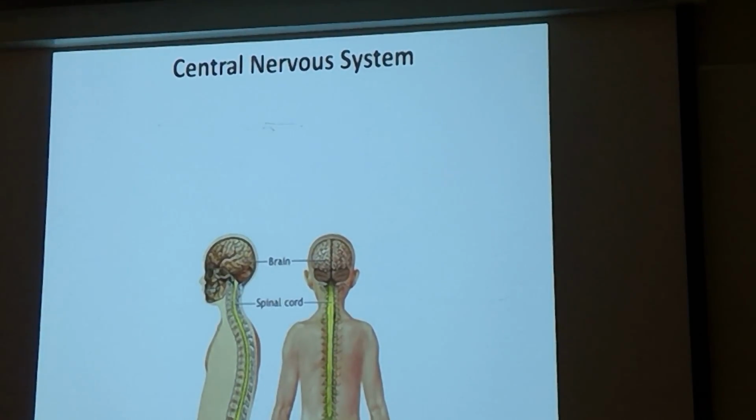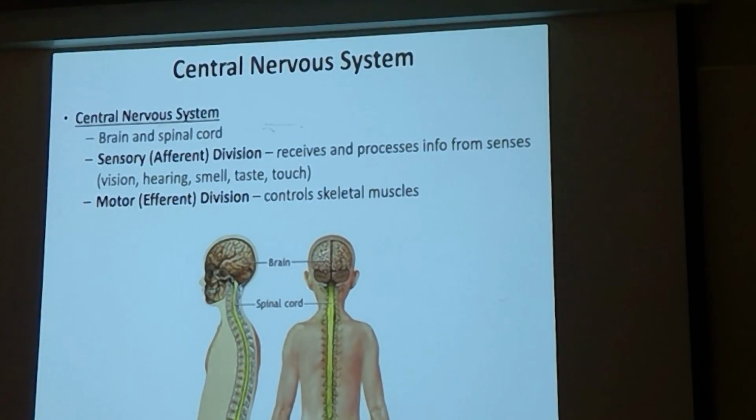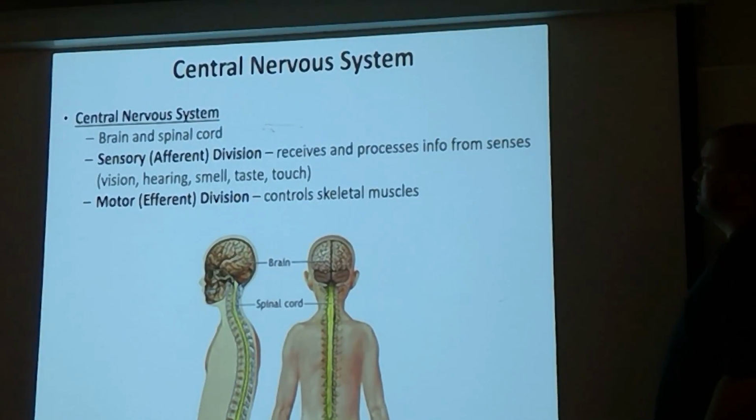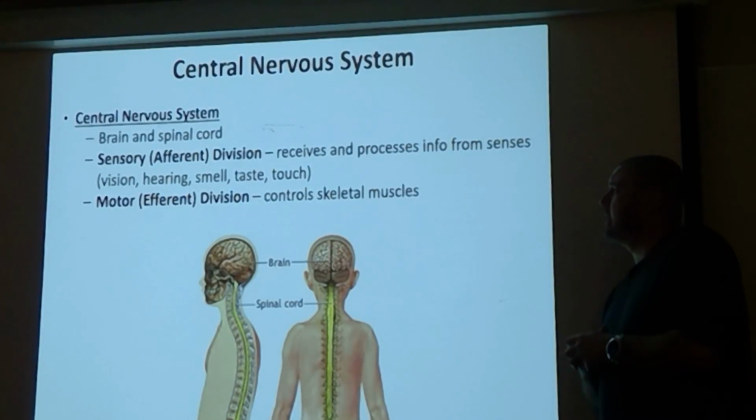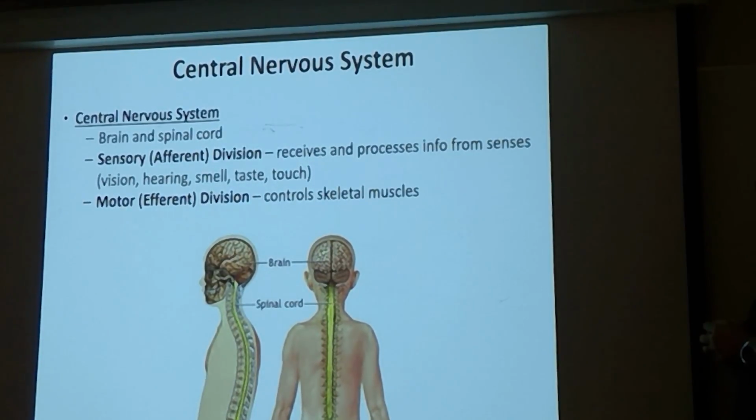Again, central nervous system being part of the brain and the spinal cord. You have your sensory, or afferent division, and that's going to receive and process the information coming in. And then you have your motor or efferent division, and that is going to control pretty much everything coming out. Which here they list as skeletal muscles, but again, the motor division can control other things as well. The endocrine tissue, other organs, the skeletal muscle. We've already seen that for this last unit, right?